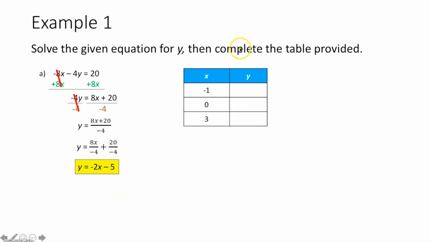And I'm done. Now I have to complete the table provided. So I have y equals negative 2x minus 5. I want to figure out what y equals when x is equal to negative 1. So I'm going to take negative 1 and plug it in my equation that I just solved for x.